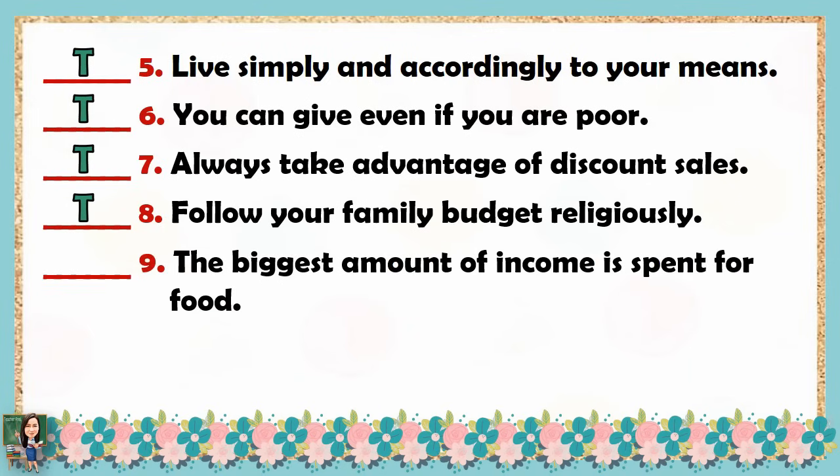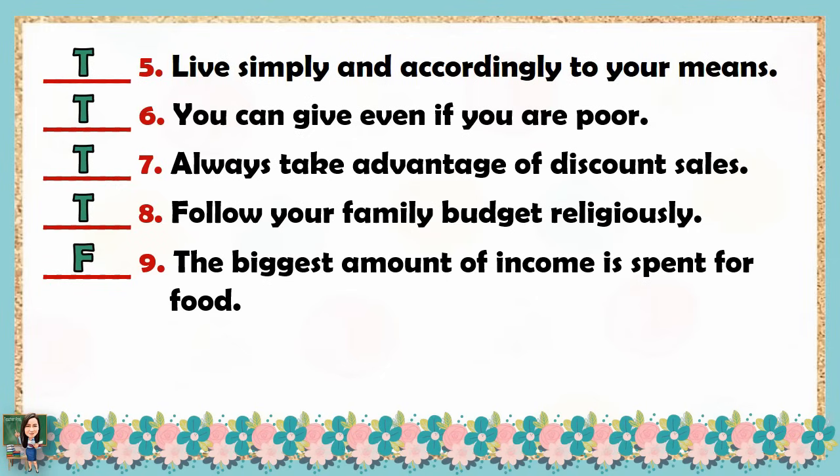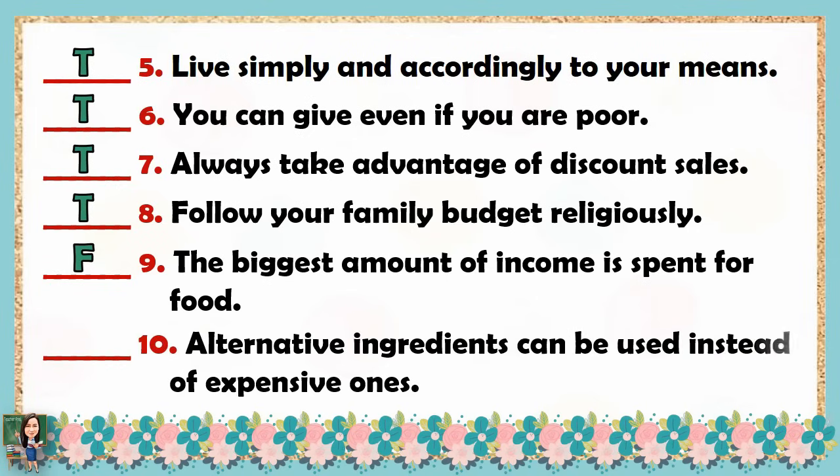Number 9. The biggest amount of income is spent for food. Is the statement true or false? Very good. The correct answer is false. The sentence should be, the biggest portion of the family income is spent for food. And number 10, alternative ingredients can be used instead of expensive ones. Is the statement true or false? Very good. The correct answer is true.